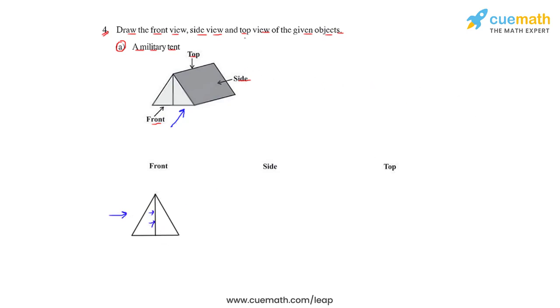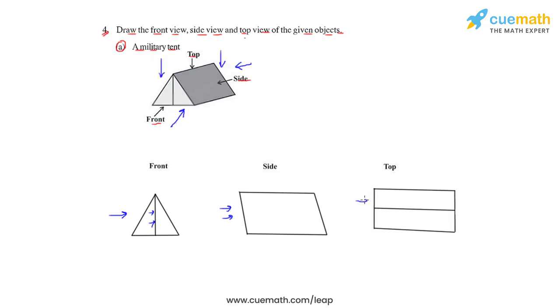Similarly, if we observe the object from its side, we'll observe this shape, which represents a parallelogram. Again, if we observe the object from the top, we see that there are two sides, the two bends, and it looks like this. So these are the three respective views of this particular military tent. Let us now see the next object on the canvas.